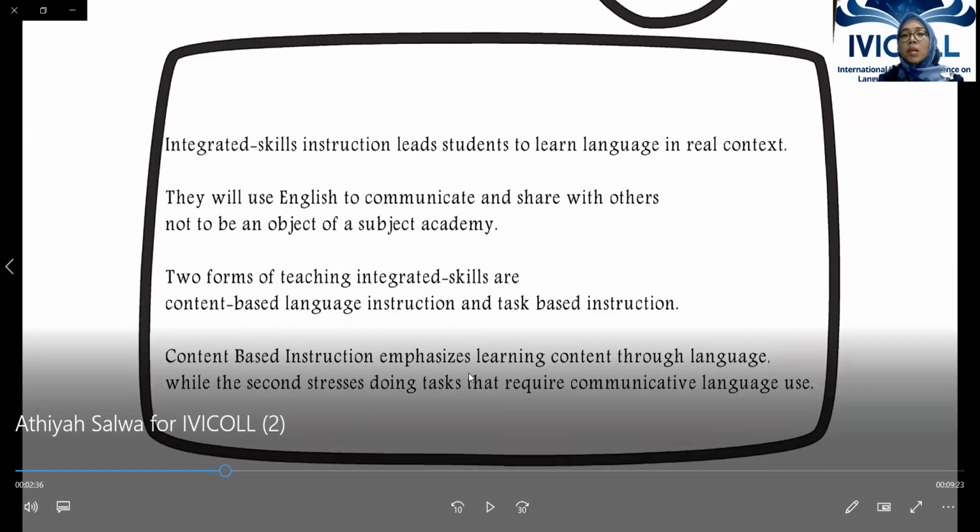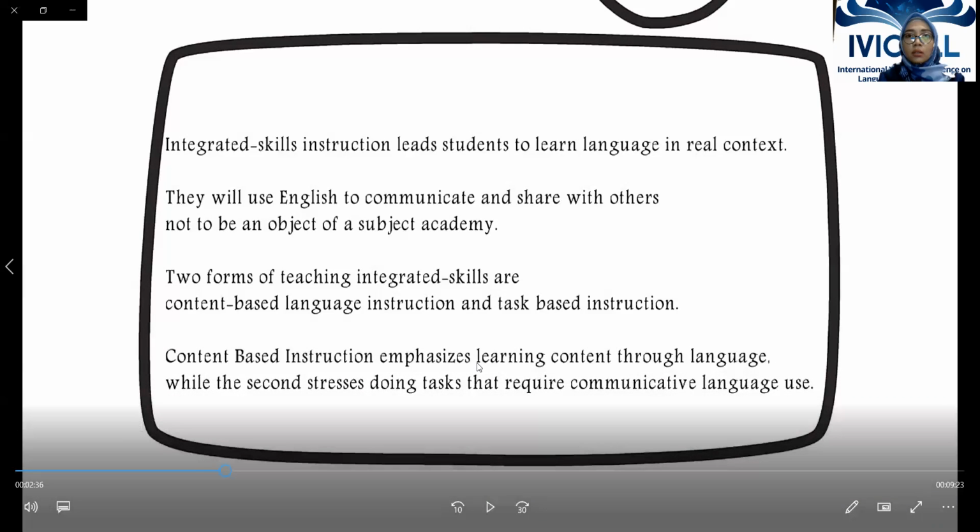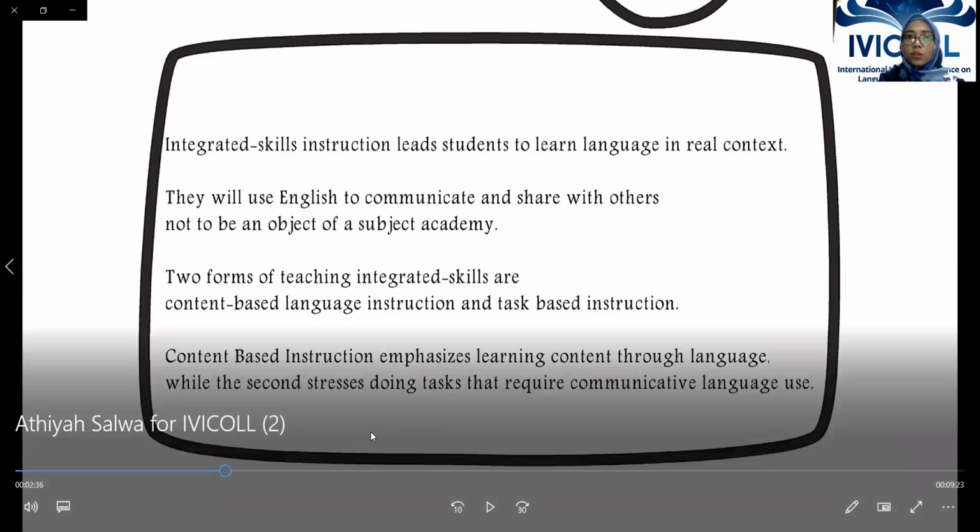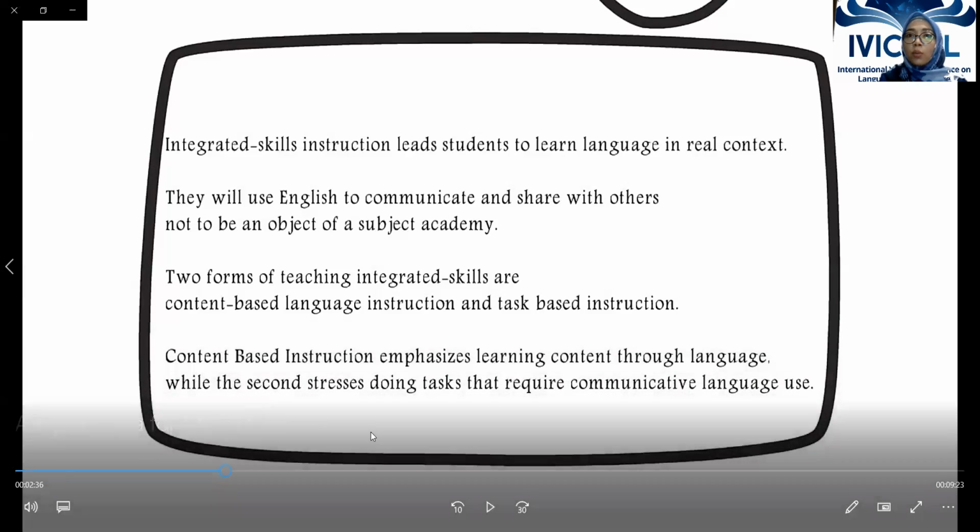Whereas in task-based instruction, we usually give tasks as a means to use English to share or communicate with others. This approach stresses tasks that require communicative language use. So in this method, students participate in communicative tasks.